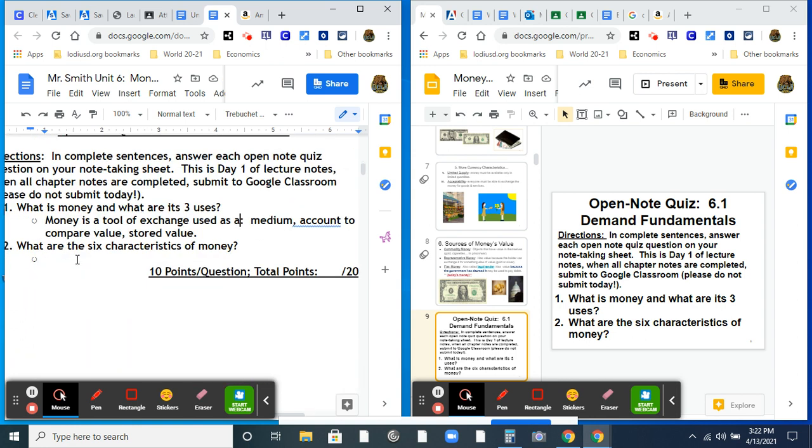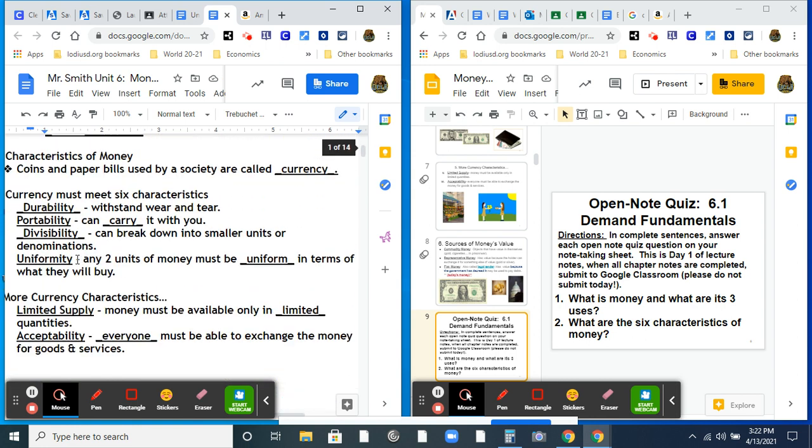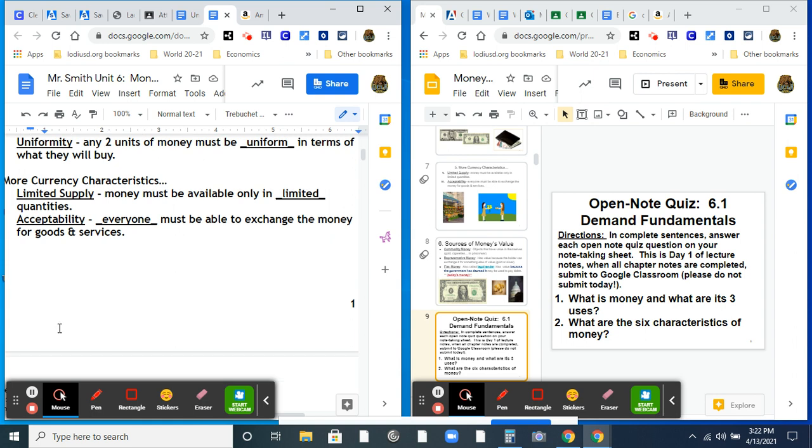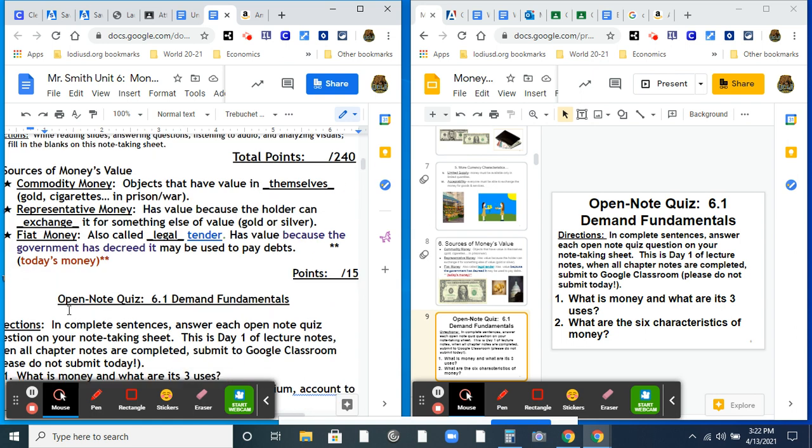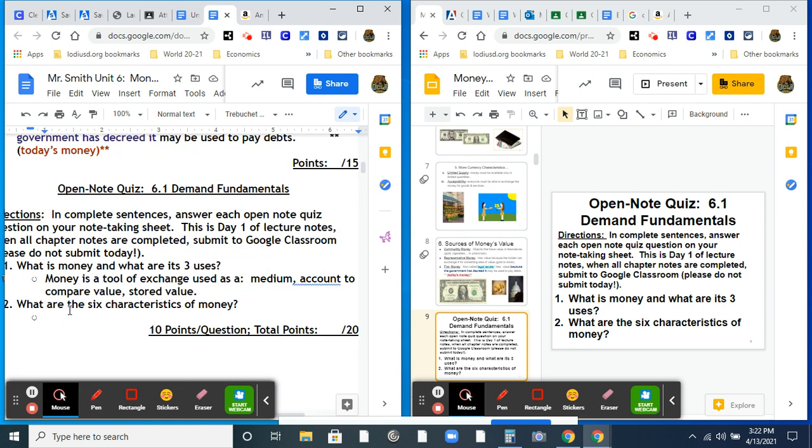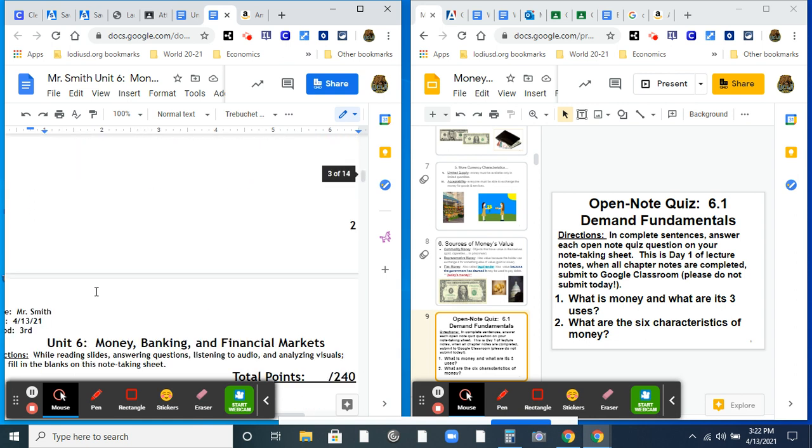What are the six characteristics of money? Well, we've got them right here. Durability, portability, divisibility, uniformity, limited supply, acceptability. Go ahead and pause while you answer, and then continue pressing play, and then I'll go to the next topic.